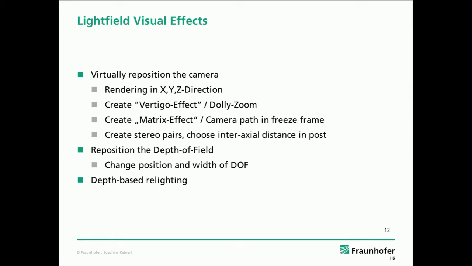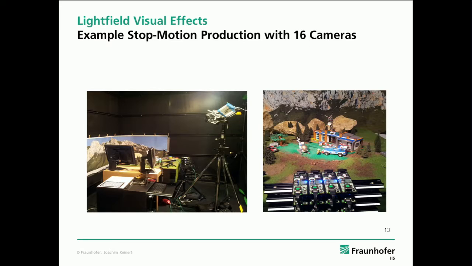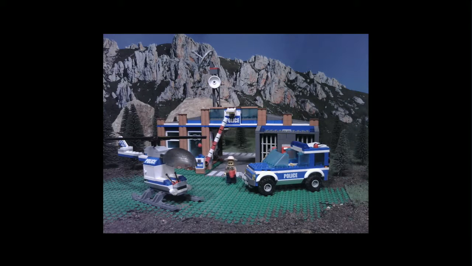So what can you do with this? John mentioned this already, so I will go through this very fast. Of course, you can reposition the camera in X, Y, Z direction. You can have some special effects, and you can also make different depths of field. You can make relightings, and we experimented with some of these visual effects. We started with stop motion production with 16 cameras. So here is a first step.